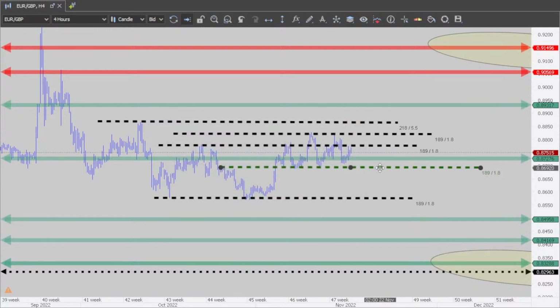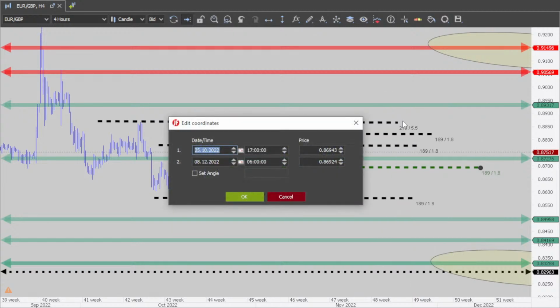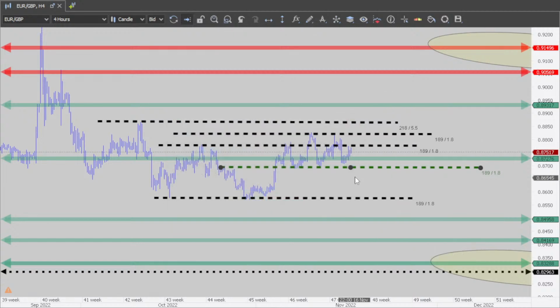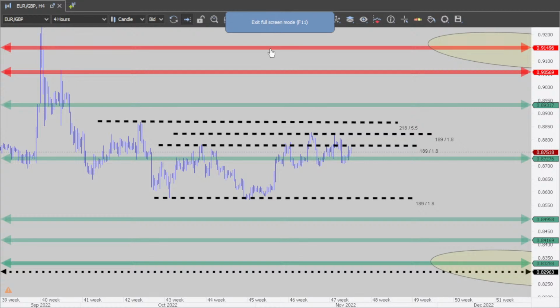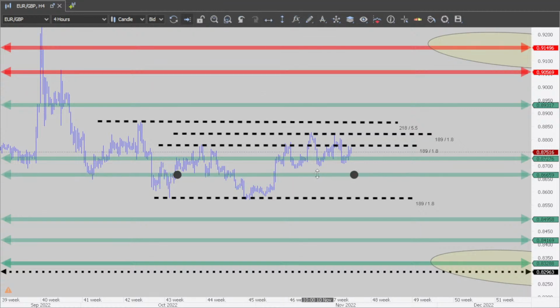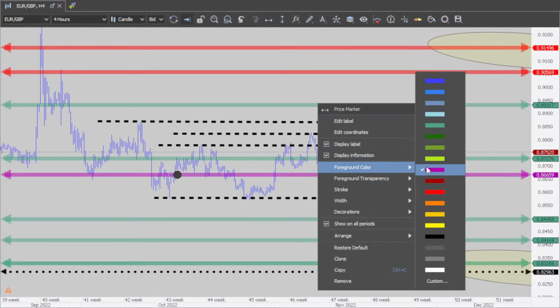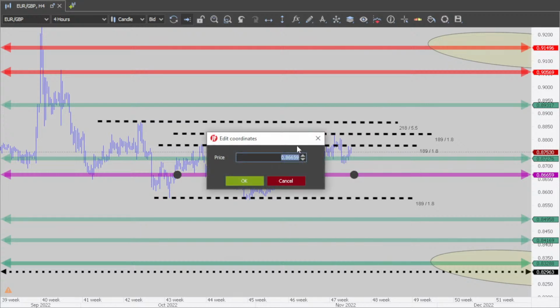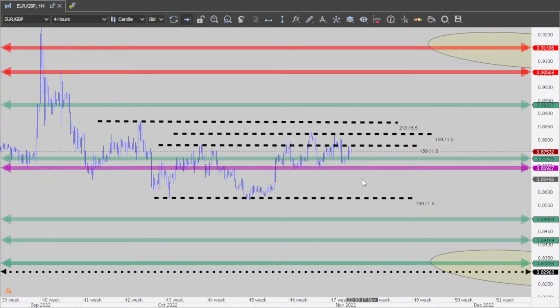Let's edit coordinates, so not this one. Let's put a line like this, violet. Now there you go, 0.86927. Okay, Julius is going to wait for this level and then he's going to short. Julius, where is the take profit going to be and where is the stop loss going to be?